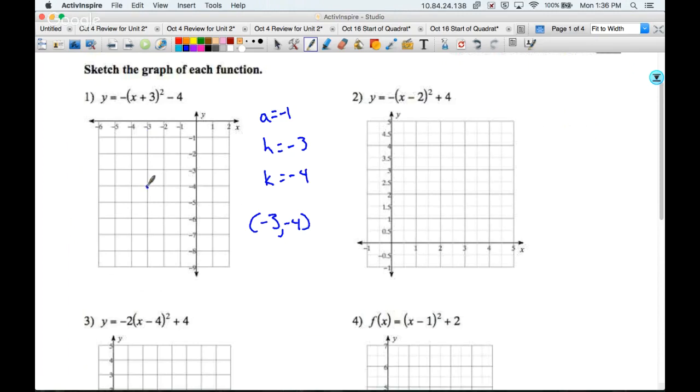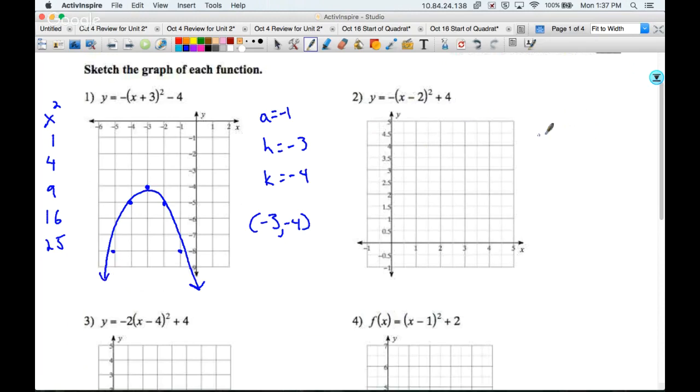Let's plot that point. All right, and then I can use my a value to find the next point going one unit to the right. Now, let's just remember this pattern here: 1, 4, 9, 16, 25. These are all my squared numbers. So I went down 1 from the vertex. Next, I'm going to go down 4. All right, connect the dots. And not my best, but that is that parabola.